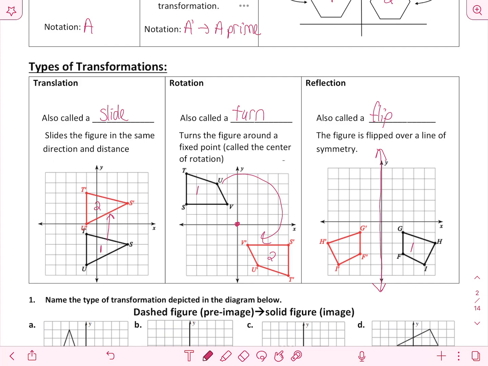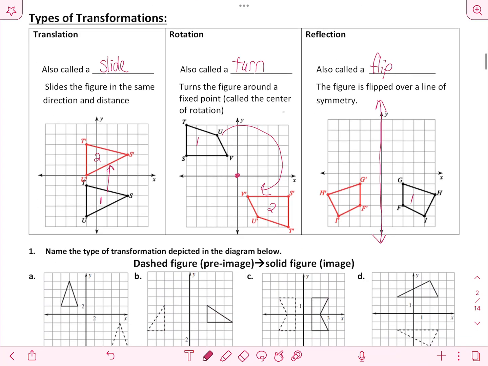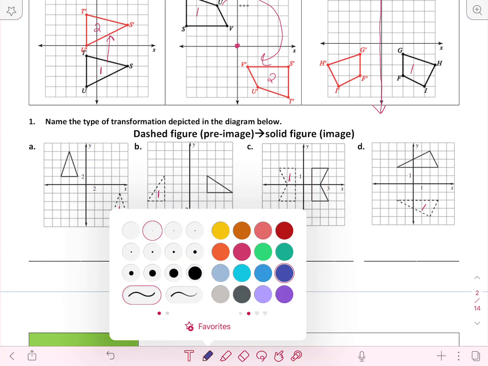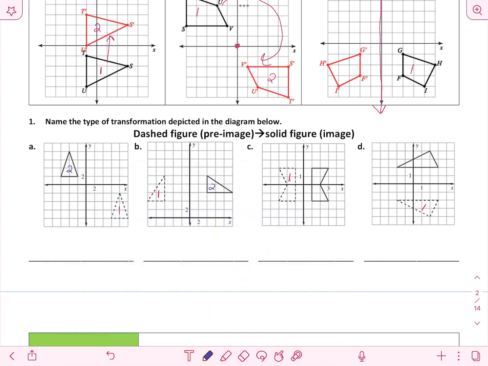All right, we're going to name the type of transformation in the picture below. Notice it's given us a hint. It says that the pre-image, where we started, is the dashed figure. Since we don't have any letters showing us A, B, C, A prime, B prime, C prime, I'm going to number everything, because that way I have a better comparison and I can say, okay, how did I get from shape 1 to shape 2?